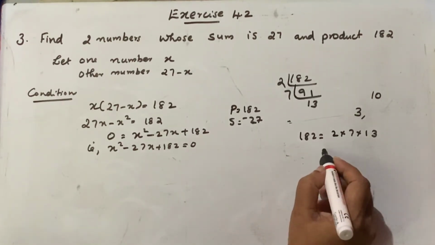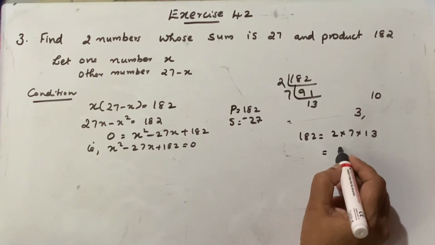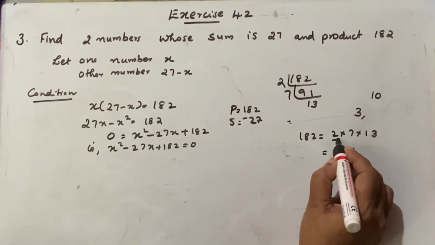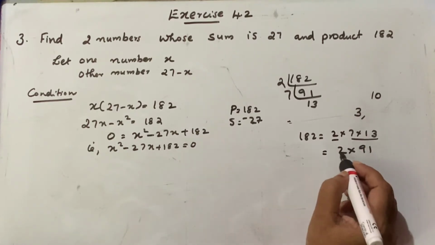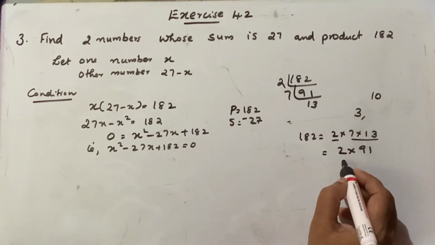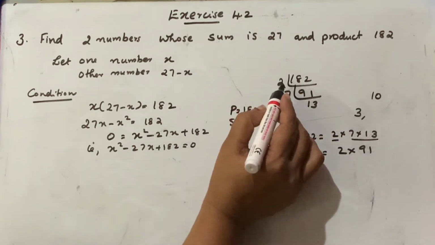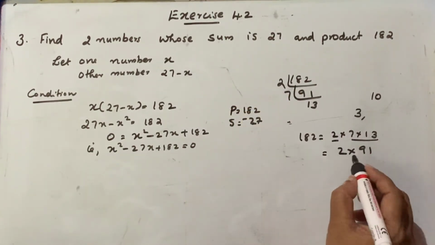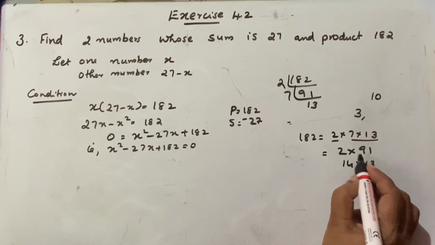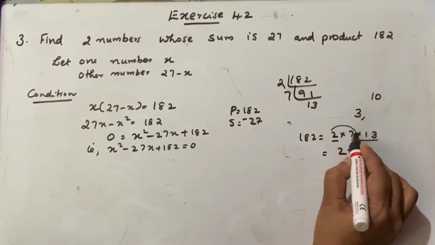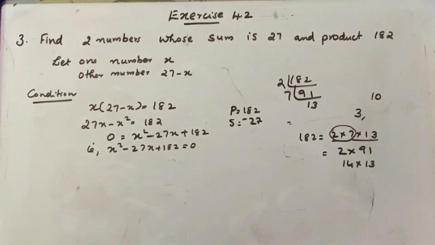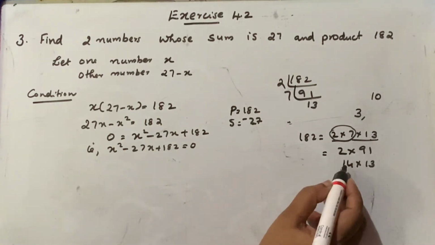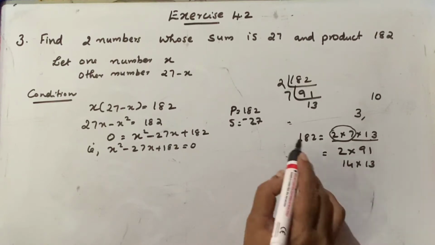Okay, check. Which could be the factors? Either 2 into 91. 2 into 91 is one factor, but no, that will not satisfy this condition. Now, the next is to take these two together: 14 into 13. See, the other factor is 14 into 13. Yes, that will satisfy this condition. That means minus 14 plus minus 13 is equal to minus 27.